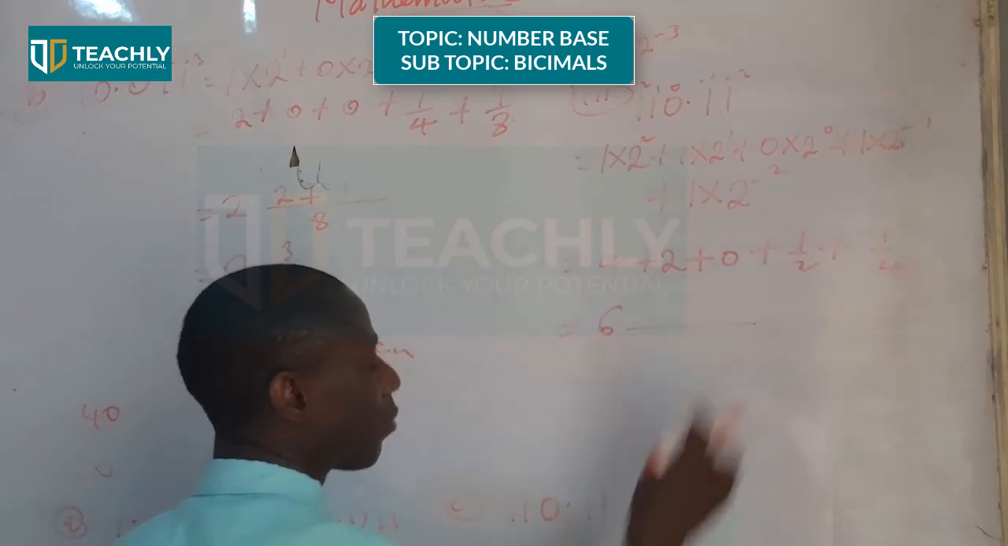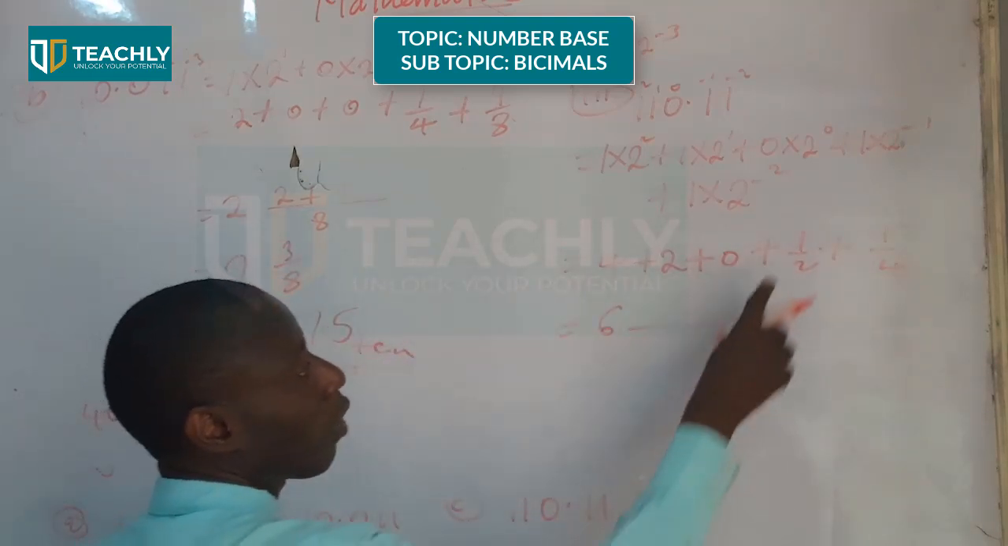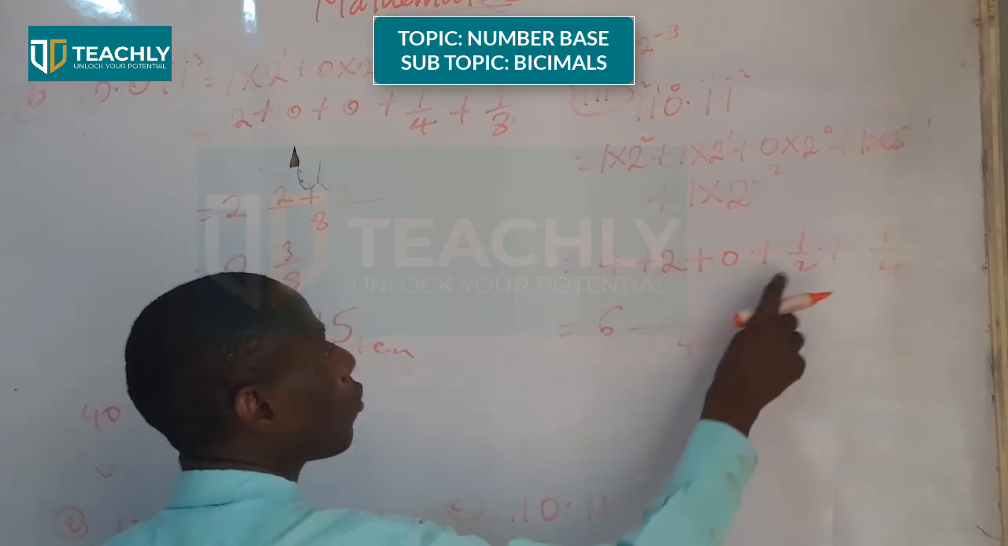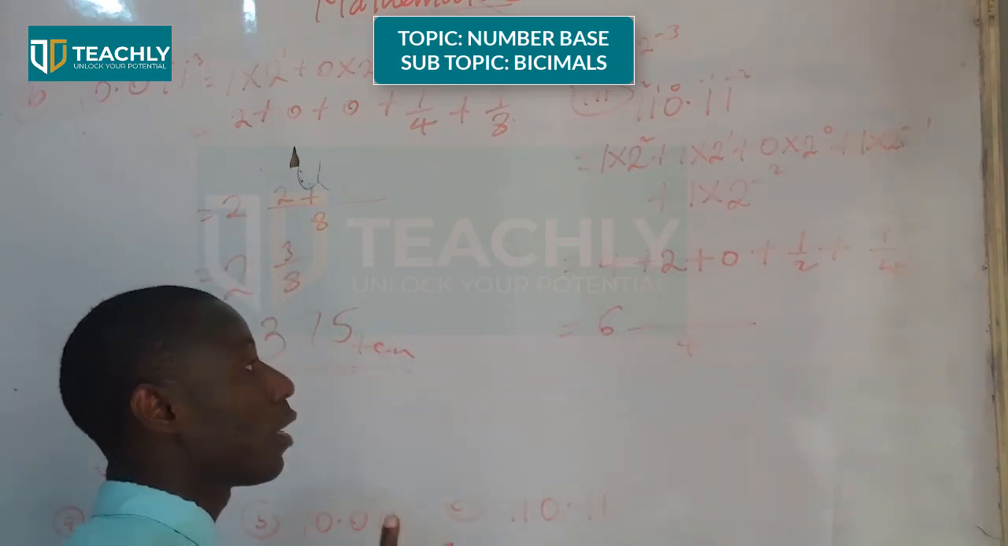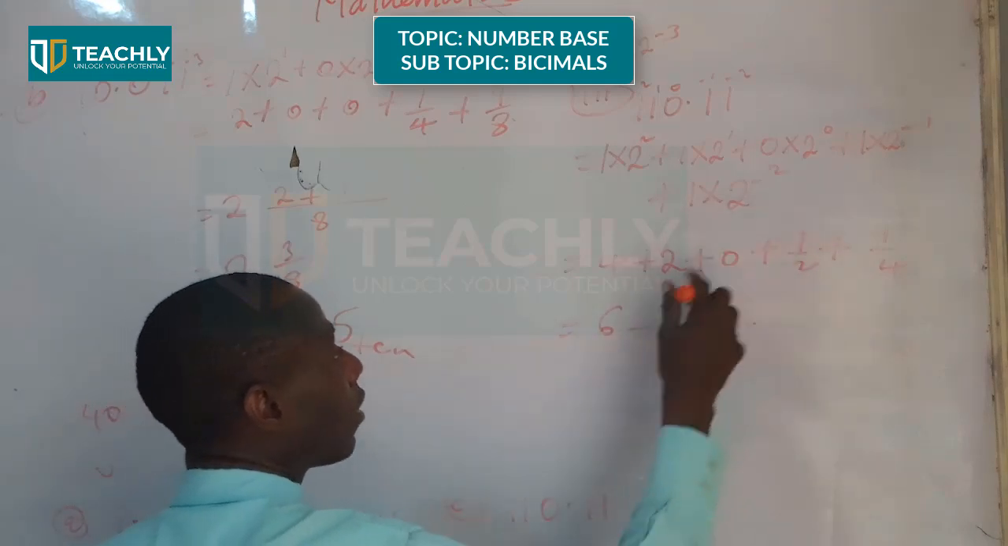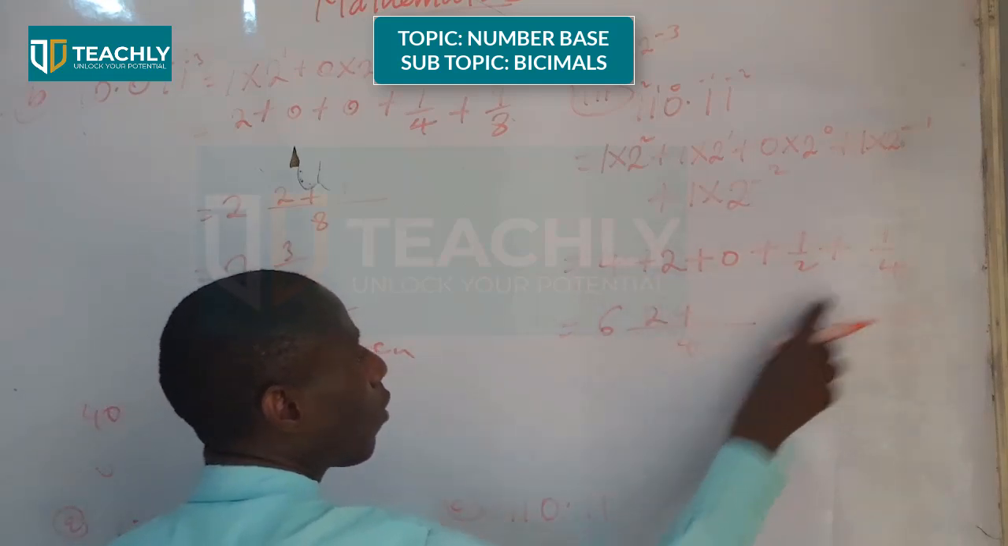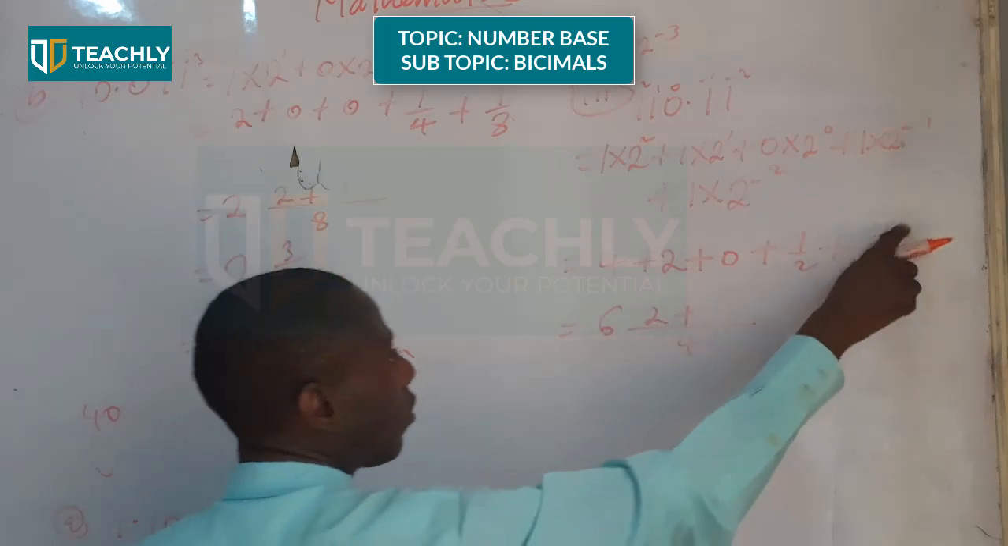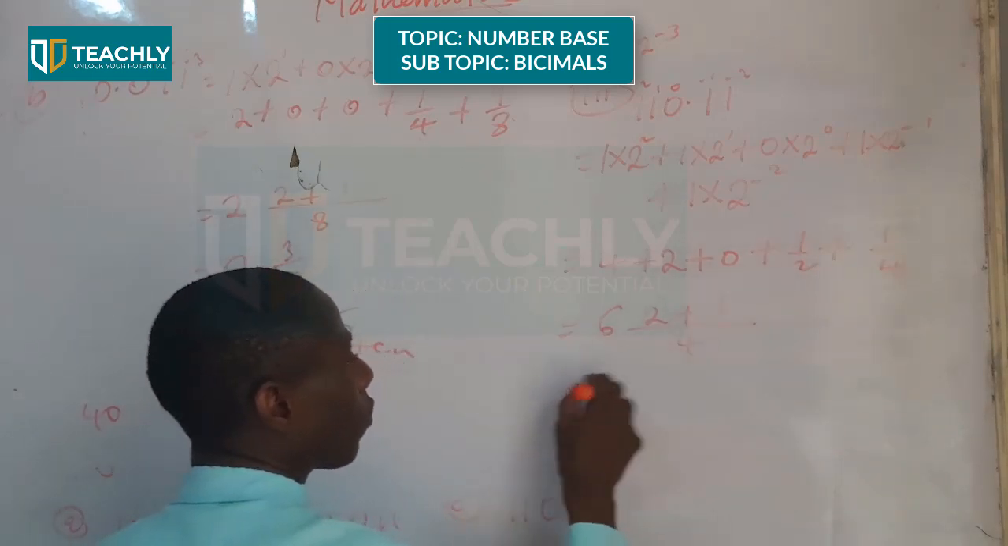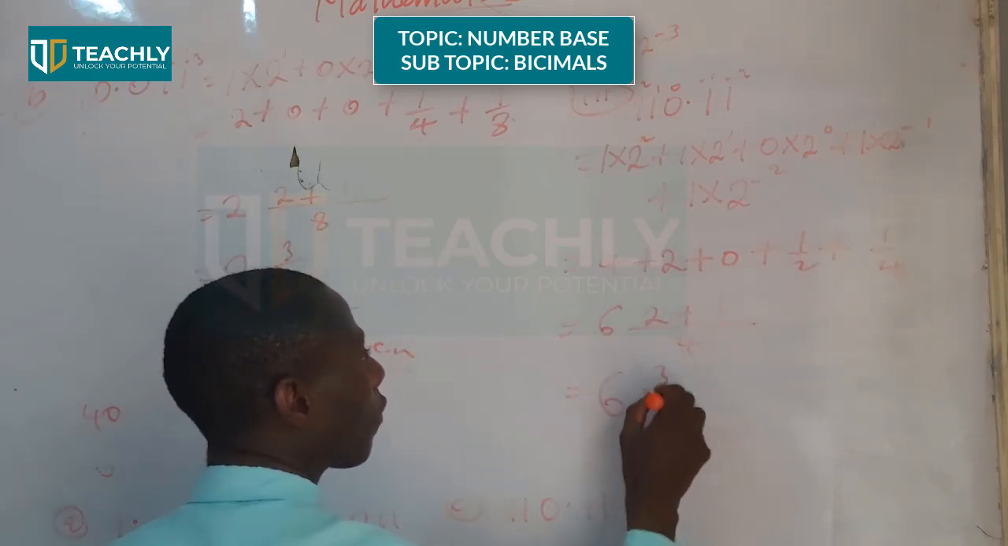Let's look at these two. LCM of 2 and 4 is 4. 2 in 4, we get 2. 2 times 1 here, we have 2. 4 in 4, 1. 1 times this one here, we have 1. So it's going to be 6 whole number 3 over 4.